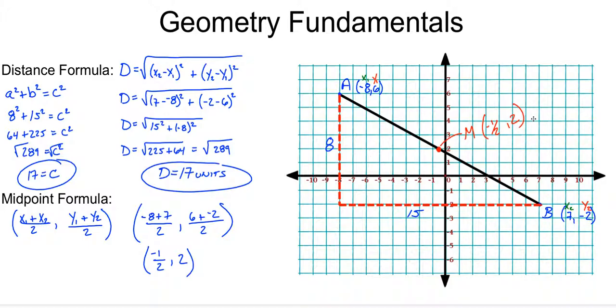Okay, and so really all we did to find the midpoint was we took the average of the x values and the average of the y values. That's all this is telling you to do. So again, if you don't remember how to write out the midpoint formula, just remember all you're doing is taking the average of each number, the average x value and the average y value. Just add them together and divide by 2.